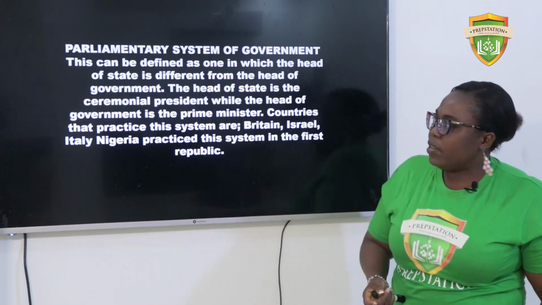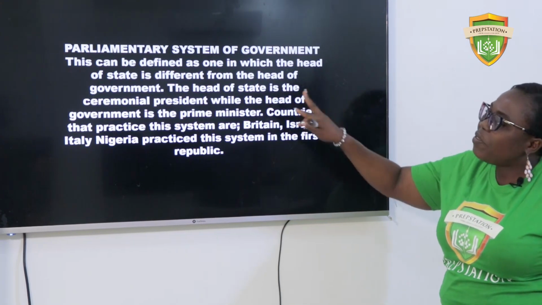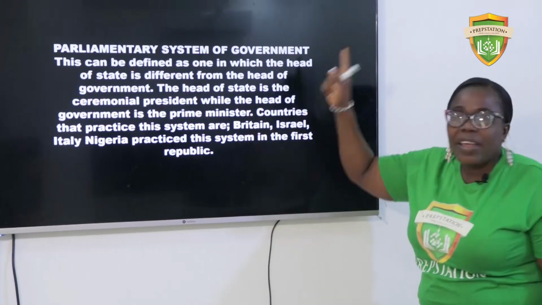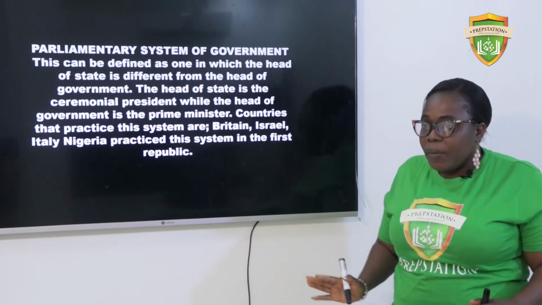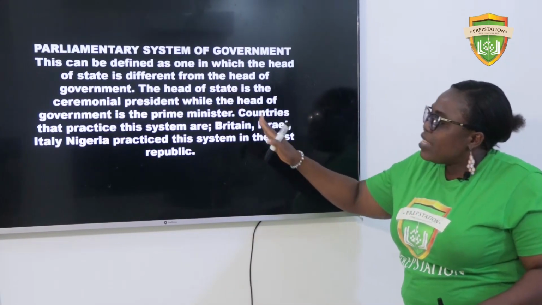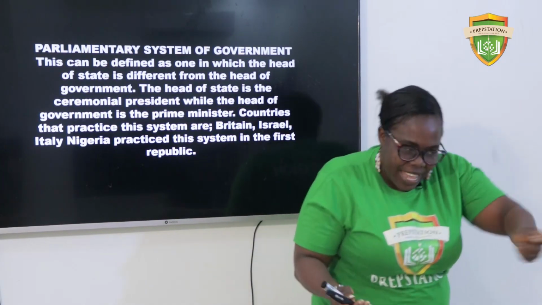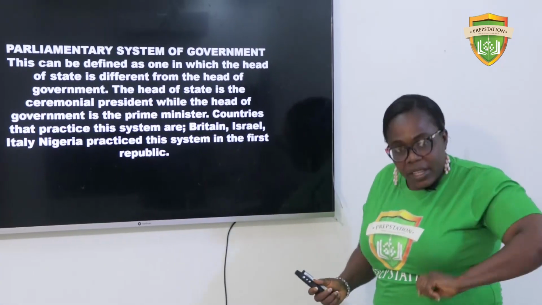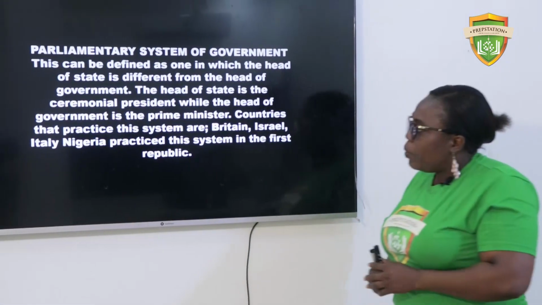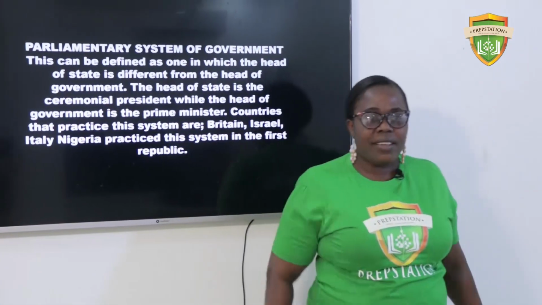Okay, let's have a definition. It said, this can be defined as one in which the head of state is different from the head of government, like I said earlier. It's different. Now, the head of state is the ceremonial president. What does he do? He assents bills. I'm giving you an example. Assents his signature and all that. While the head of government is the prime minister.